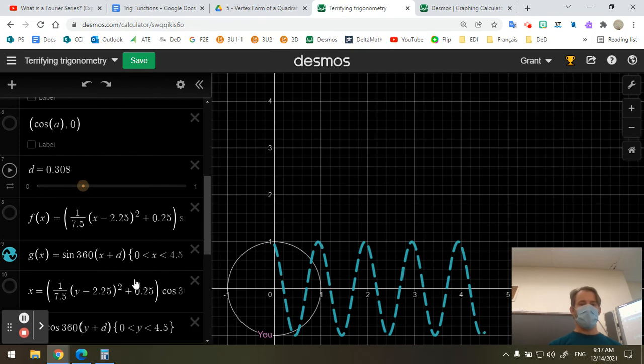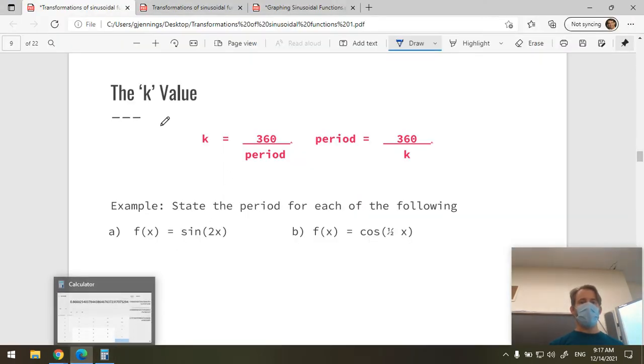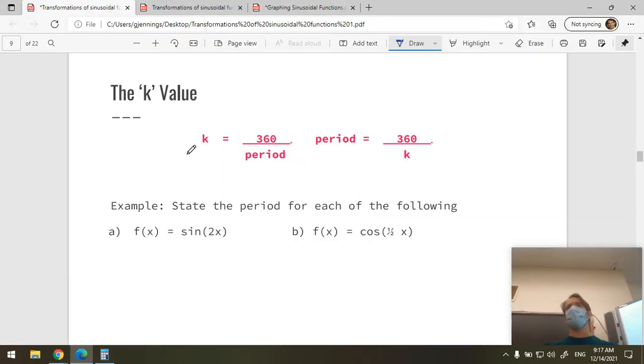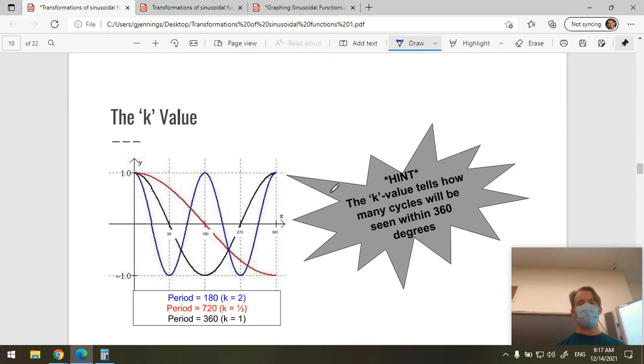All right, welcome back. So we know that the k value is going to determine the period of these functions, and one trick that you can use is, remember that the k value tells you how many cycles you'll see within 360 degrees. So if I want that to go up, go down, and then come back up again inside 1, then I need 360 as my k value to have a period of 1, and then I will see 360 cycles in 360 degrees, and 360 along the x-axis.